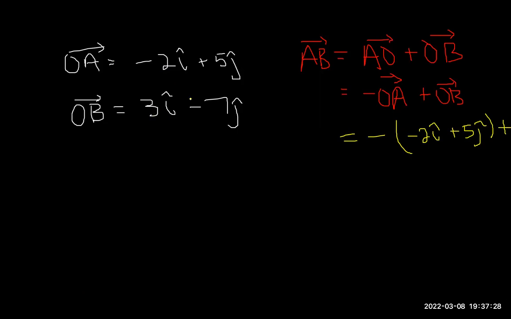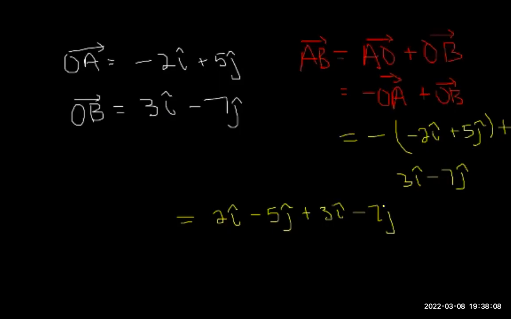And they told me that OB is 3i hat minus 7j hat. So that's exactly what I would put. And you simplify to find AB. When I expand these brackets, so I use the distributive law, it would become 2i hat. How did I get that? Minus 1 by minus 2i hat would give me a positive 2i hat. And then minus 1 by positive 5j hat would give me a negative 5j hat plus 3i hat minus 7j hat.